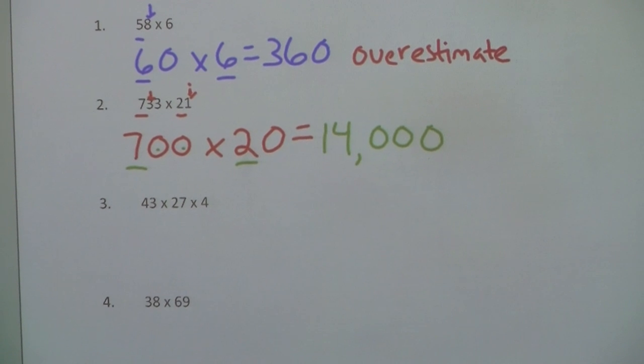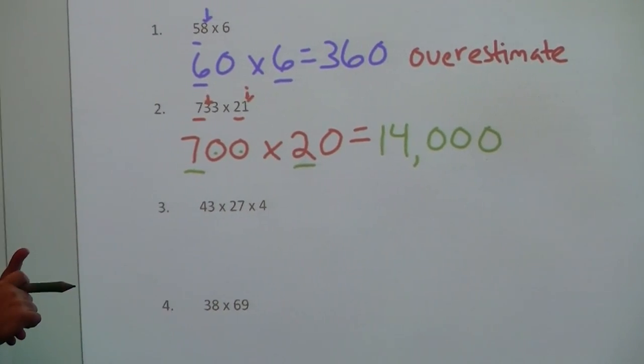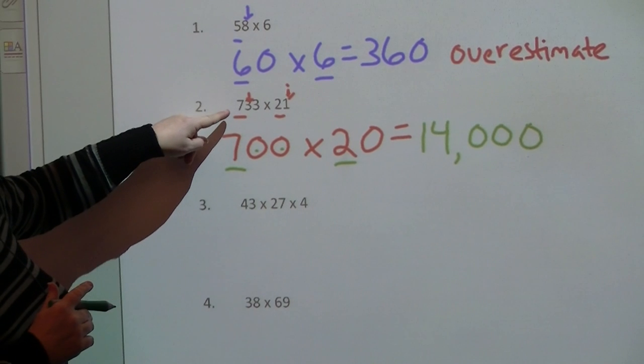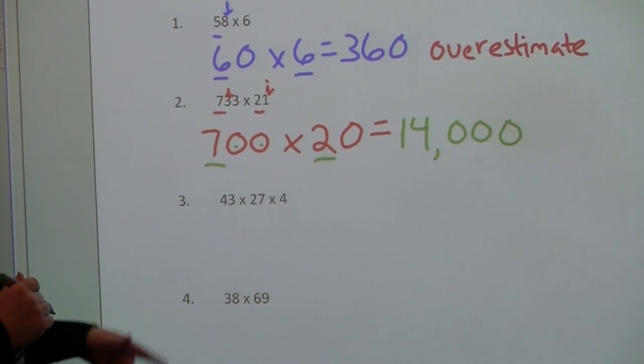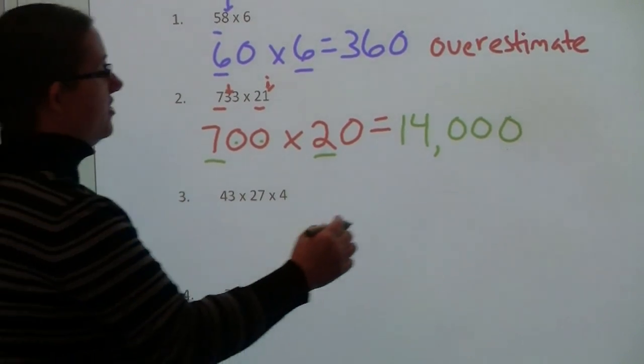Now our second question: is this an overestimate or an underestimate? In both of these numbers, which way did we end up rounding? Down. Good. So it's going to become an underestimate.